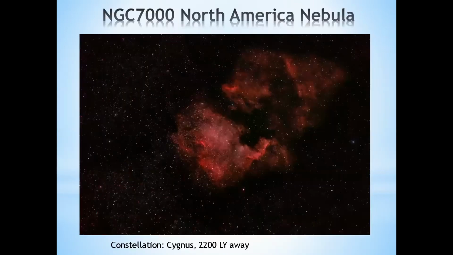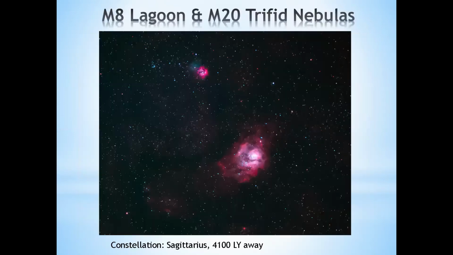An example of that is the North America Nebula. Can you recognize the North America or the US shape in this nebula? It's over 2,000 light years away in Cygnus. This is the Lagoon and Trifid nebulas in Sagittarius, about 4,000 light years away.